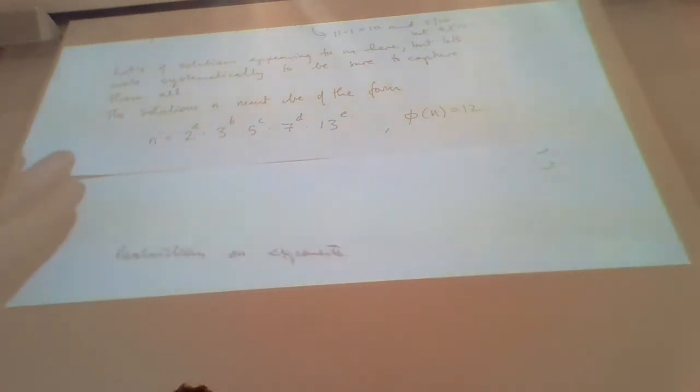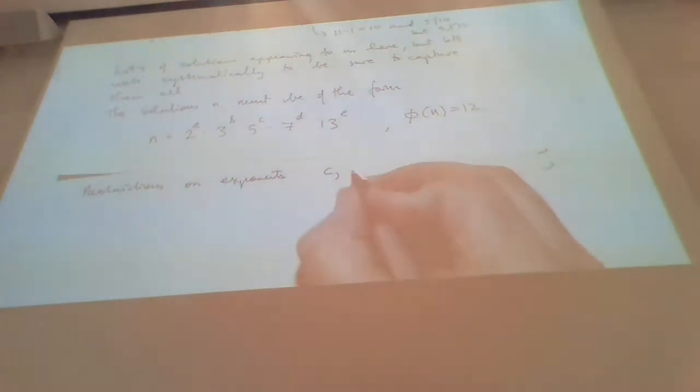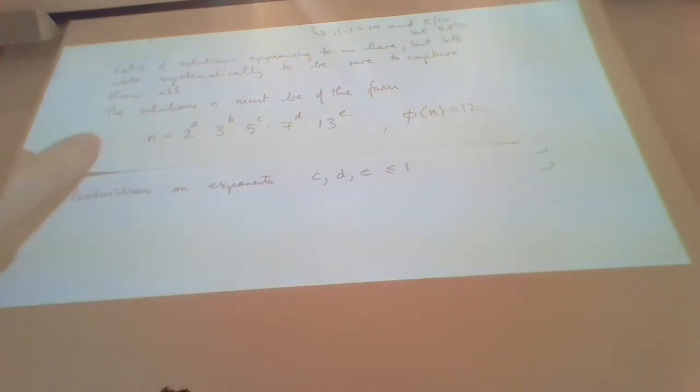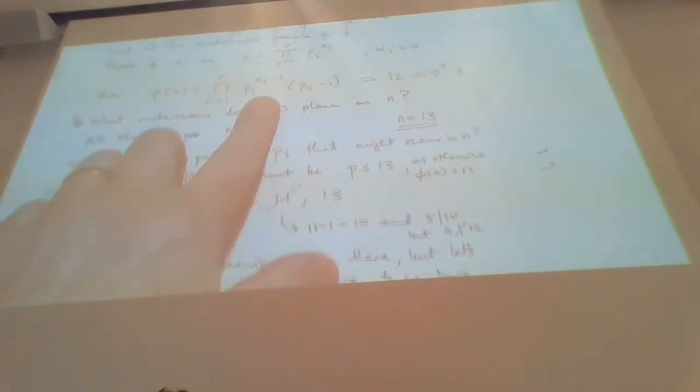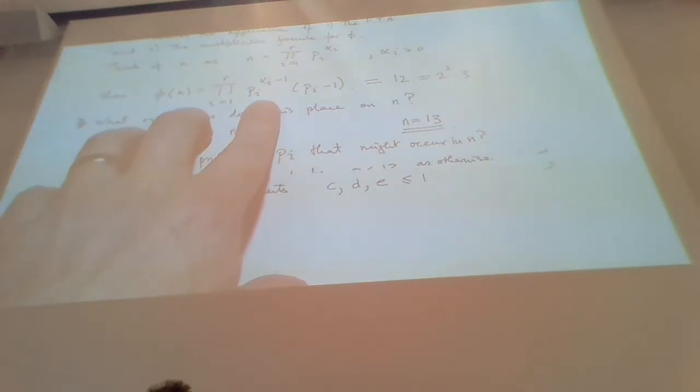The C, D, and E are never going to be what? C, D, and E less than or equal to 1. So why is that? Because in the multiplicative formula, it has a section of 2 nil. Because we didn't want them to survive outside of that.